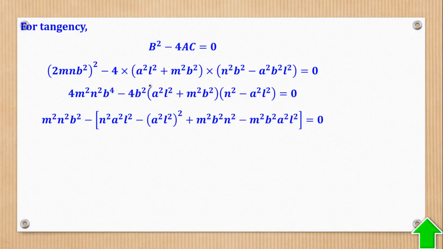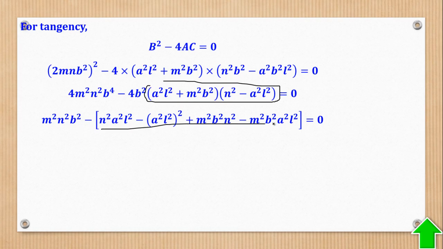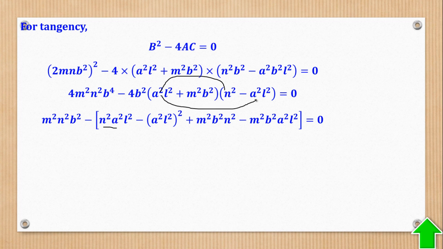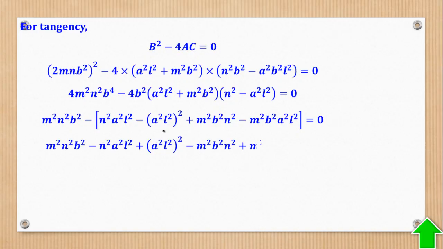Then this one I'll expand now. I'll expand this one alone here to come up with this. So this with this gives you this term. This with this gives you this term. This with this gives you this term. And this with this gives you this term. Then I open this square bracket to come up with that.